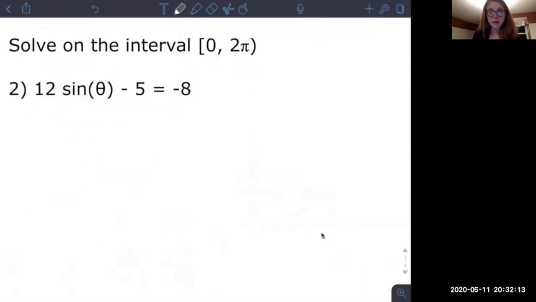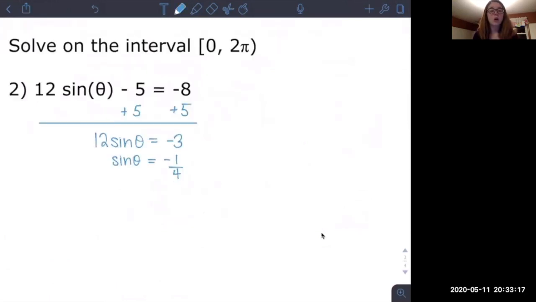Now I'm going to look at a second example. This is, again, solve on the interval 0 to 2 pi, but we'll do it in degrees just to make things a little bit easier to visualize. The first thing I want to do in this equation is isolate the sine theta. When I do that, I'll see that sine theta is equal to -1/4. And as you now know, to find the angle, we can use inverse sine.